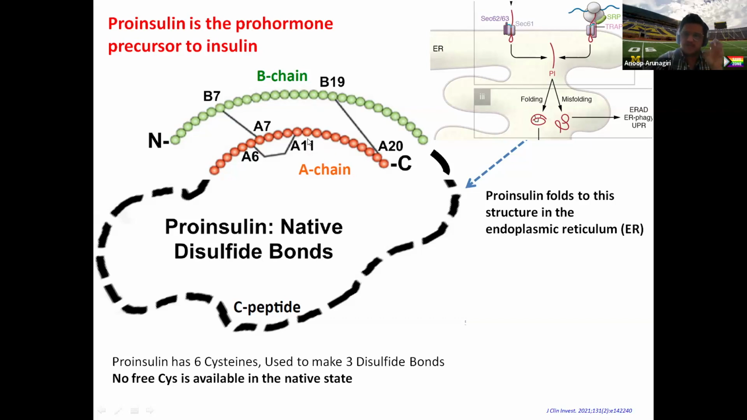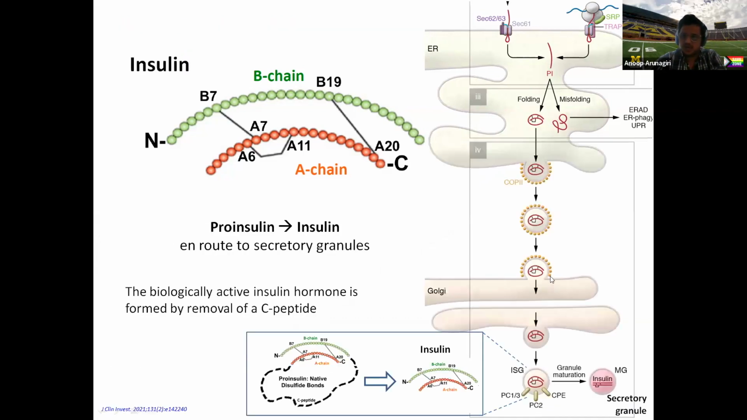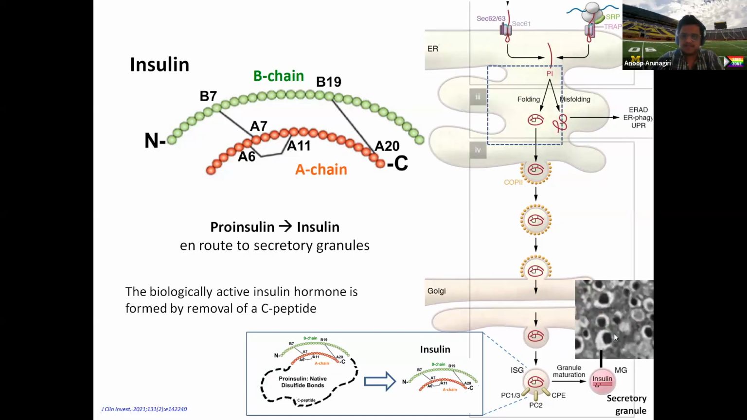Only if proinsulin folds to this structure, which we call the native structure, can it go forward from the ER to the Golgi via these vesicles, the COP2 coated vesicles. It goes to the Golgi, and from the Golgi it goes forward and enters the secretory granules. During this process, as it goes from the Golgi to the secretory granules, proinsulin is converted to insulin.